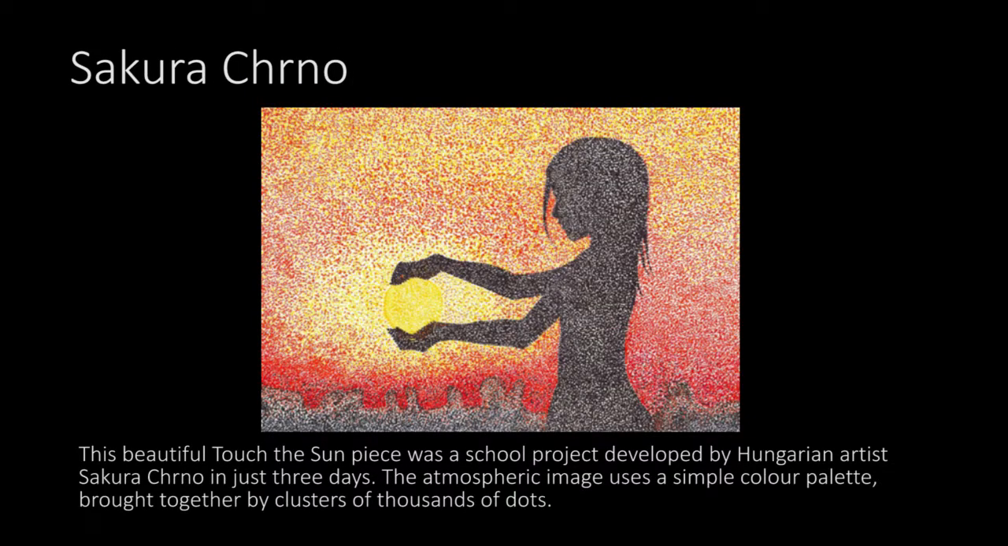This one is by a Hungarian artist. It's actually a school project. Really nice picture. You can see that they've kept the color palette really simple. So the colors they're using are red, yellow, and black. And it's actually interesting because the white you can see isn't a color they've used. The white is the white of the paper.